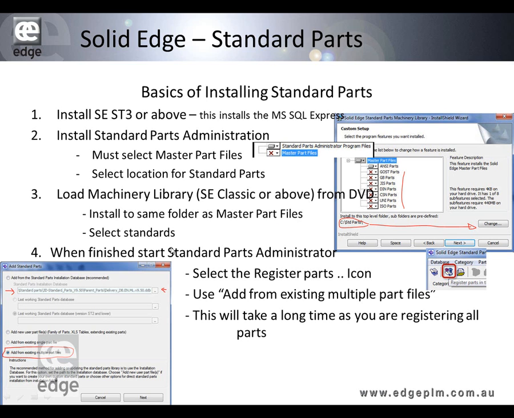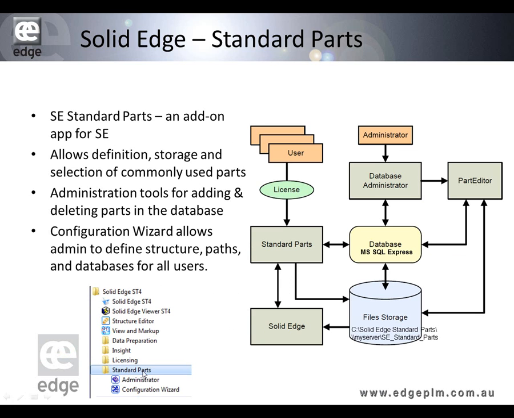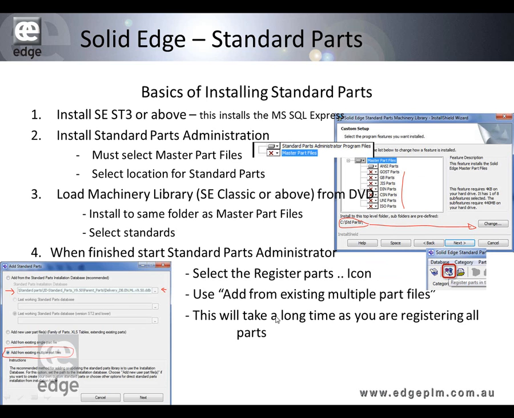Once that's loaded, we've then got to start the standard parts administrator. And remember, that was back on this slide here. Under standard parts, we click on administrator, and we need to select the register parts icon. That's the second icon along here, and we'll get a dialog box. Because we've just loaded the machinery library, we'll have this entry in here, so it knows it's got a database library in there ready to go. The option we would select is add from existing multiple part files, and it's going to add all of these.